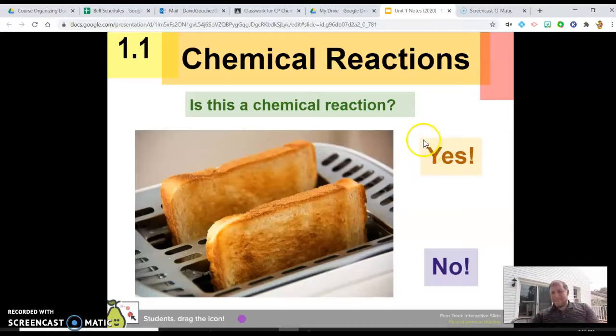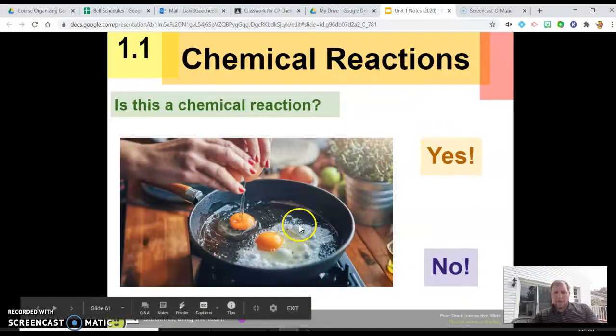Hey there, Mr. Gucci back again. It's a chemical reaction. You started with white bread. You put it in the toaster. New colors, new smells, new tastes. The bread gets harder. You can't undo it. That's 5 pieces of evidence right there. Now, Mr. Gucci, I didn't absorb or release any energy. Well, whatever. Okay, you got 5 more pieces of evidence. That's good enough.